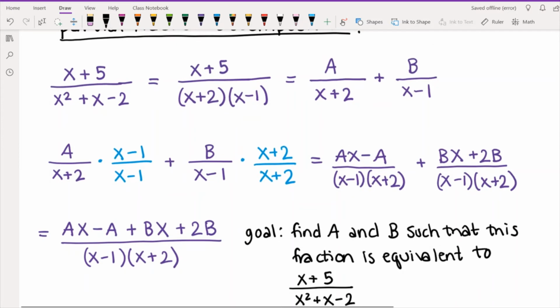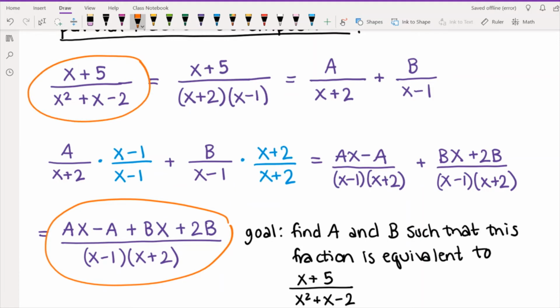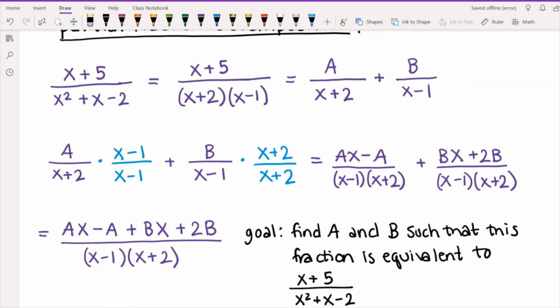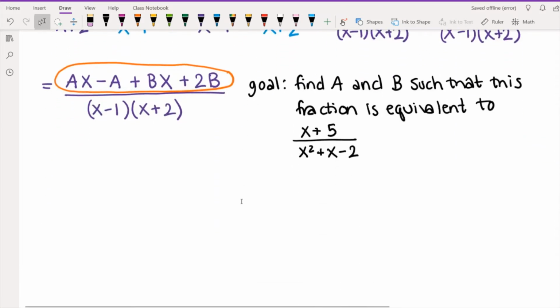And so if we compare the end fraction we have here and this fraction we have here, their denominators are the same, right? So if we want to ensure that this fraction at the bottom that we just came up with is equivalent to the one that we started with, really what we want to make sure is that this numerator must be the same as this numerator. So let's write that down. We have ax minus a plus bx plus 2b is supposed to equal x plus 5.